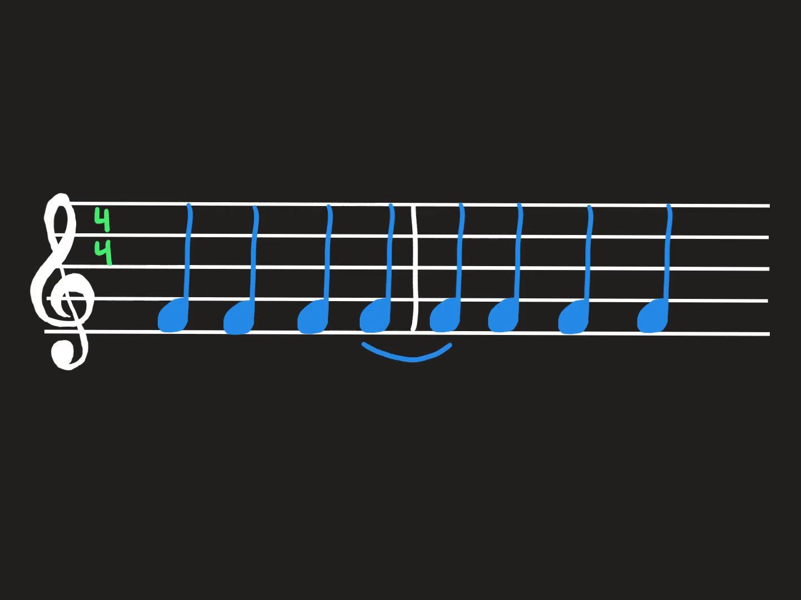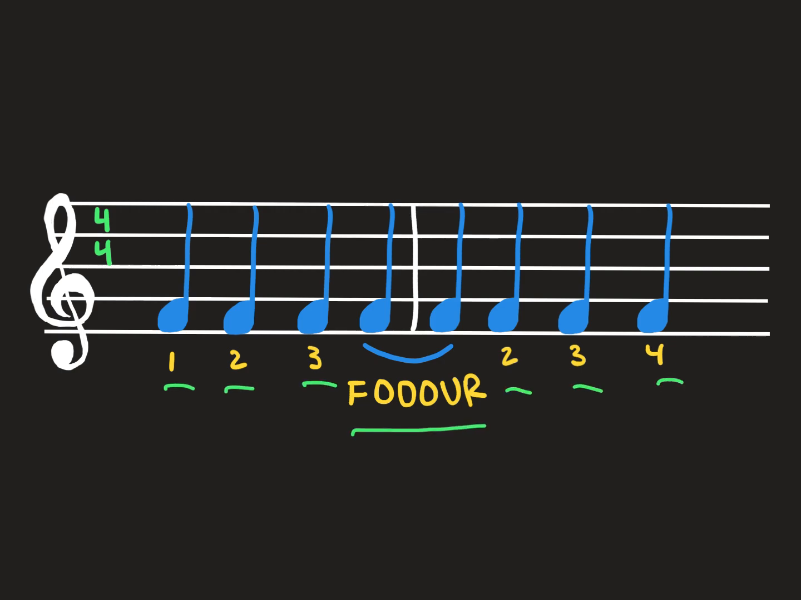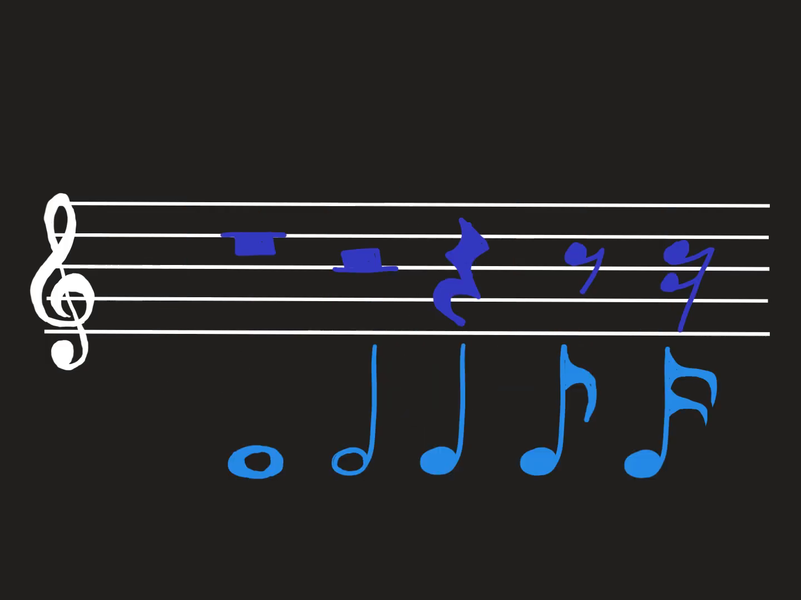Okay, let's take a look at the tie. The tie is another thing that will allow us to alter the duration. And as you can see here, the tie basically works across the bar to extend the duration of the note. So you might count that: 1, 2, 3, 4, 2, 3, 4. See, we're extending this out, and that extension is going across this bar line here.